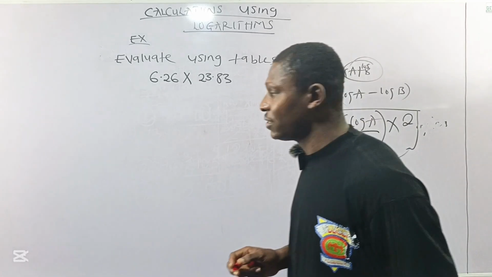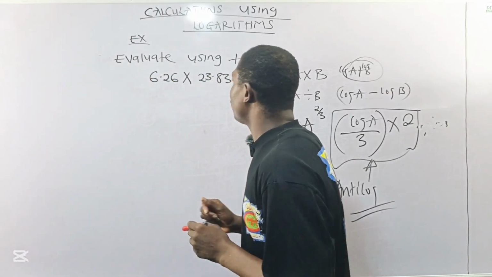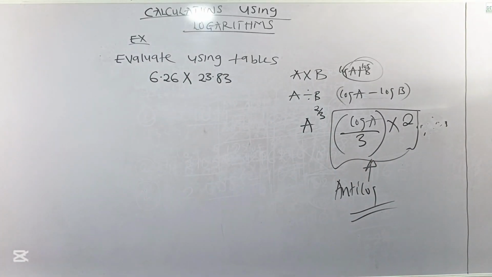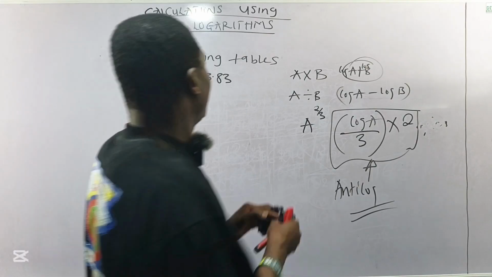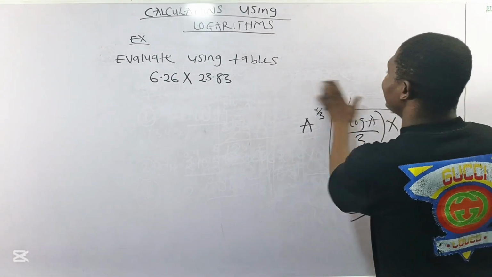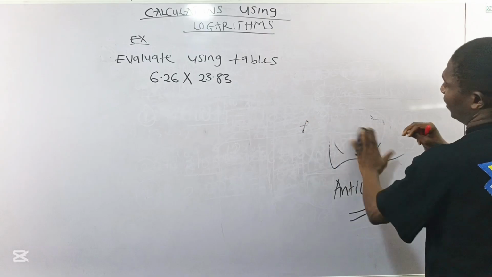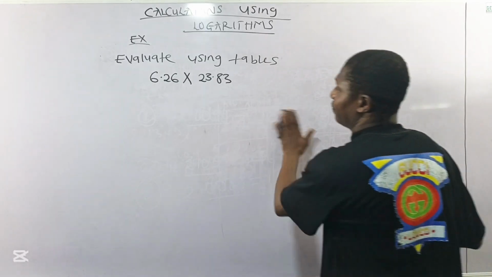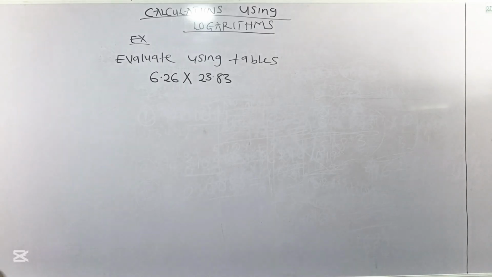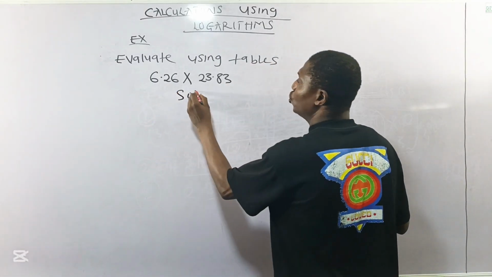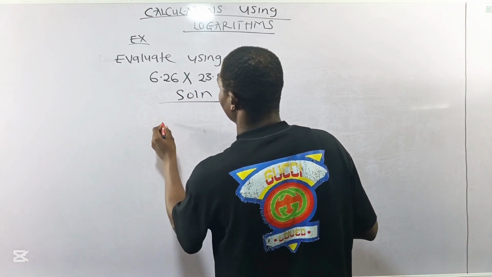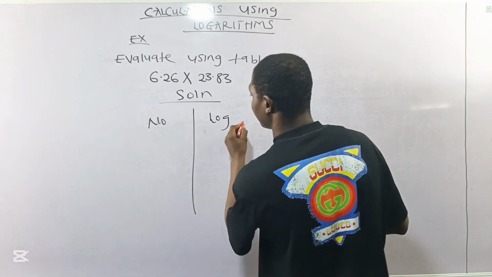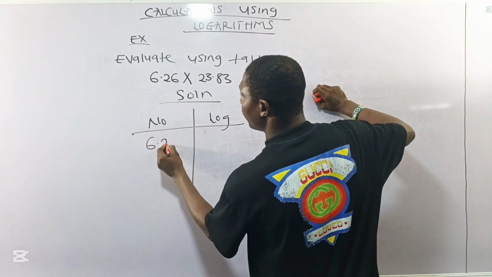So let's start with this. I have 6.26 times 23.83. So we've entered the read view now, and I advise you to be highly attentive. Now, I have this solution. I'll put my number here and I'll put my log here. I have 6.26.